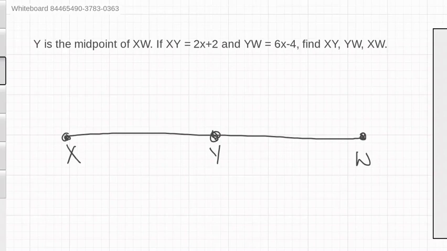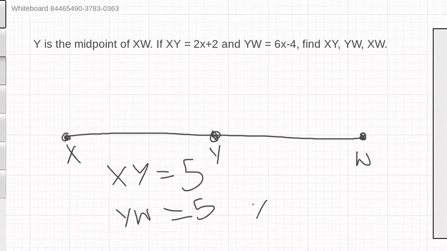You would have had to use x for these equations. So x would have been 1.5. But I don't want you guys to confuse x with our point X. So that's why I wrote it in lowercase. Then our values: XY would equal 5, YW would equal 5, and XW would equal 10.